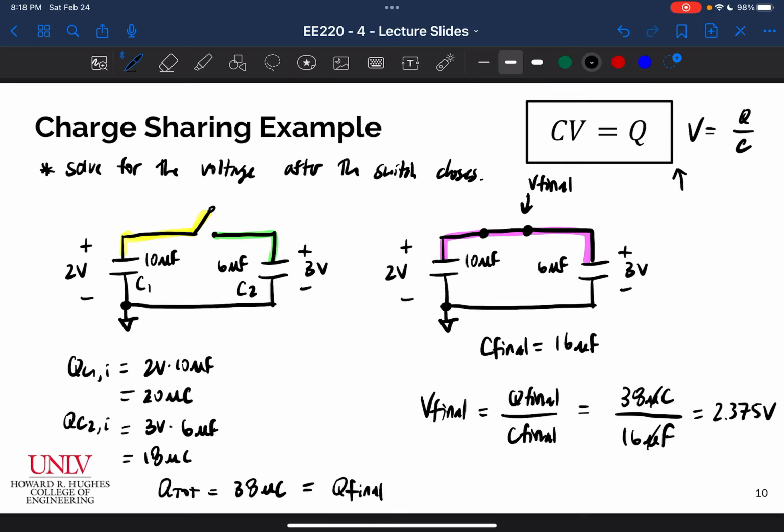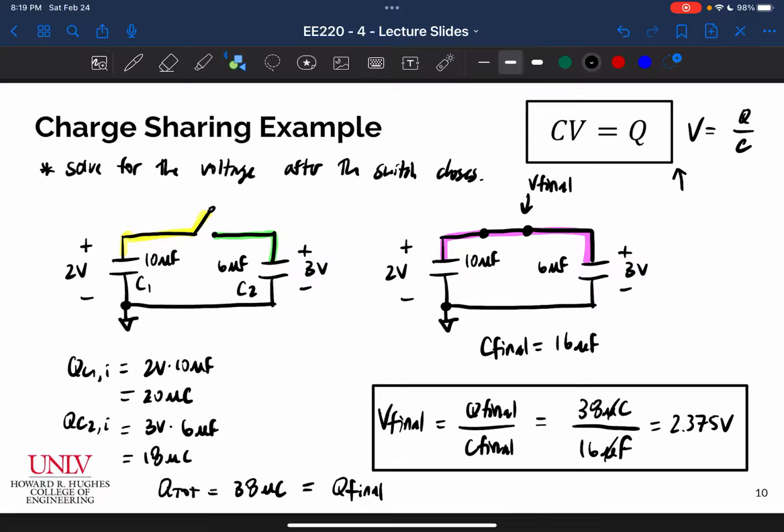Let me grab this whole thing, move it, and then I'll put a big box around it. All right, so we solved another charge sharing example. Hopefully this is pretty clear. Again, I mentioned that this is very important in DRAM memory for sensing the value stored in a memory cell. Very important concept.